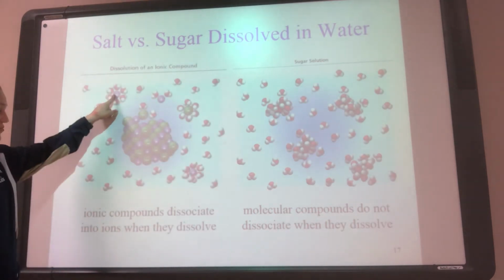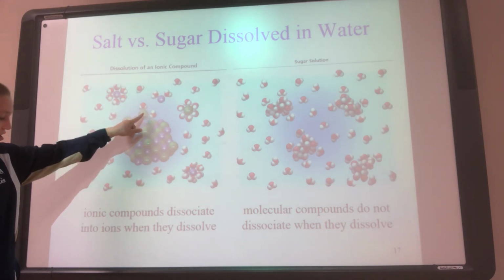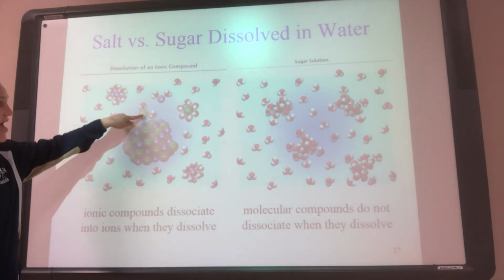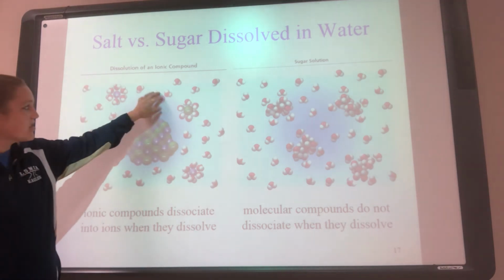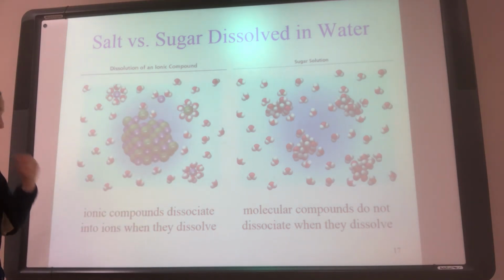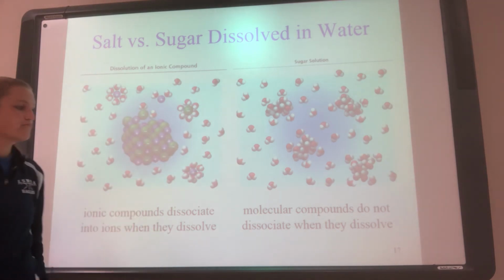Salt, we know, is NaCl. It's a metal and a non-metal, a cation and an anion, so we know it's an ionic compound. When I dissolve it, it breaks apart into ions. This is why it conducts electricity: you have charged particles, and they can flow because it's dissolved.